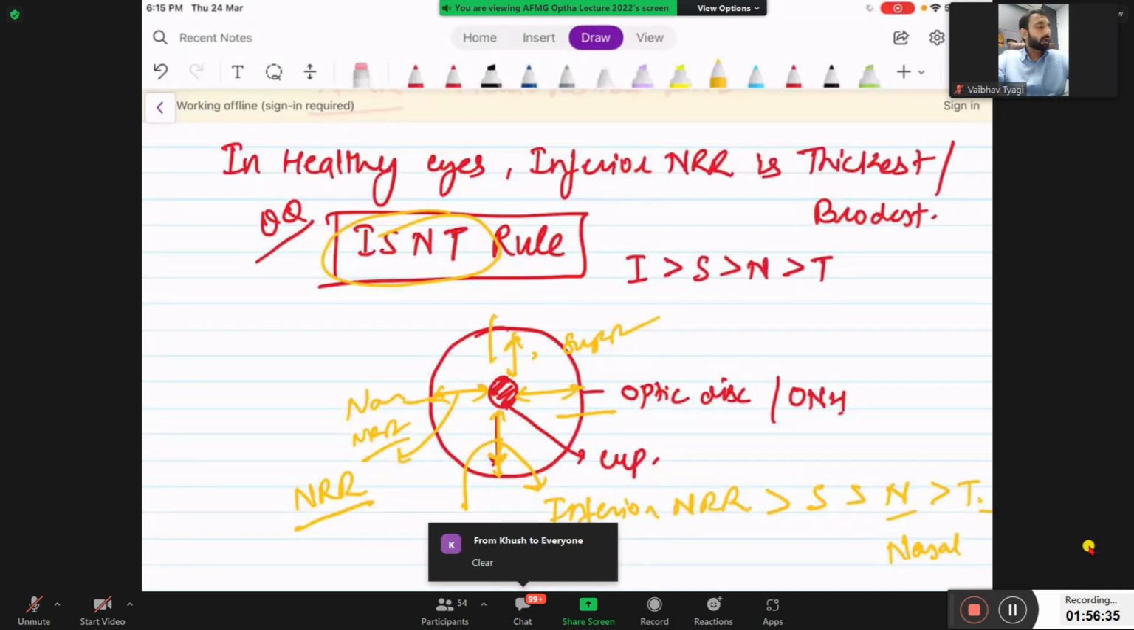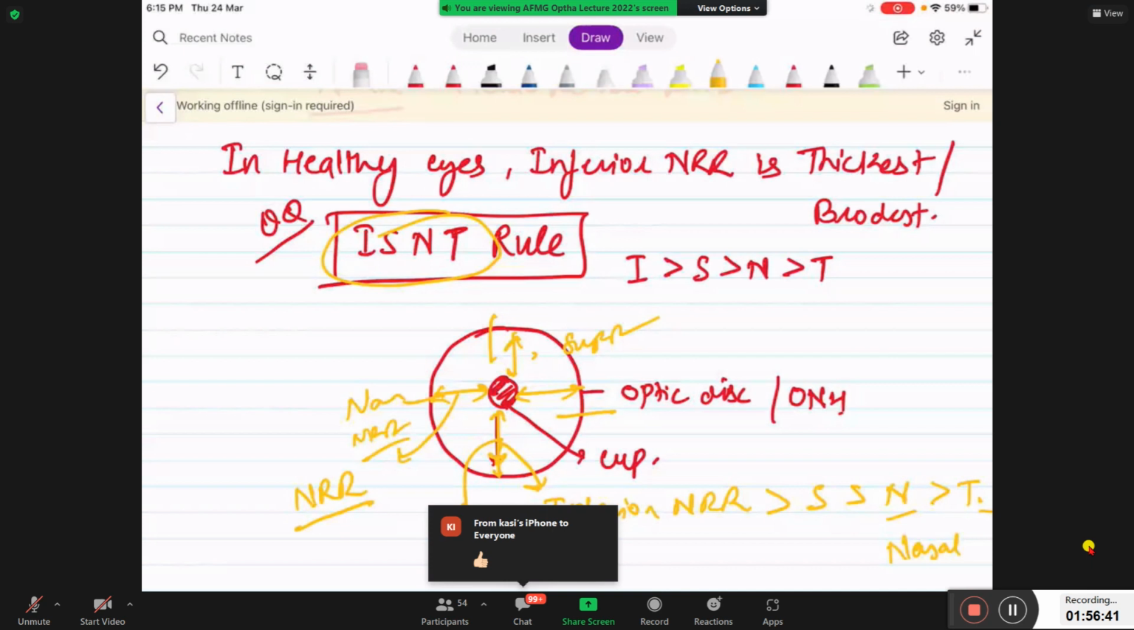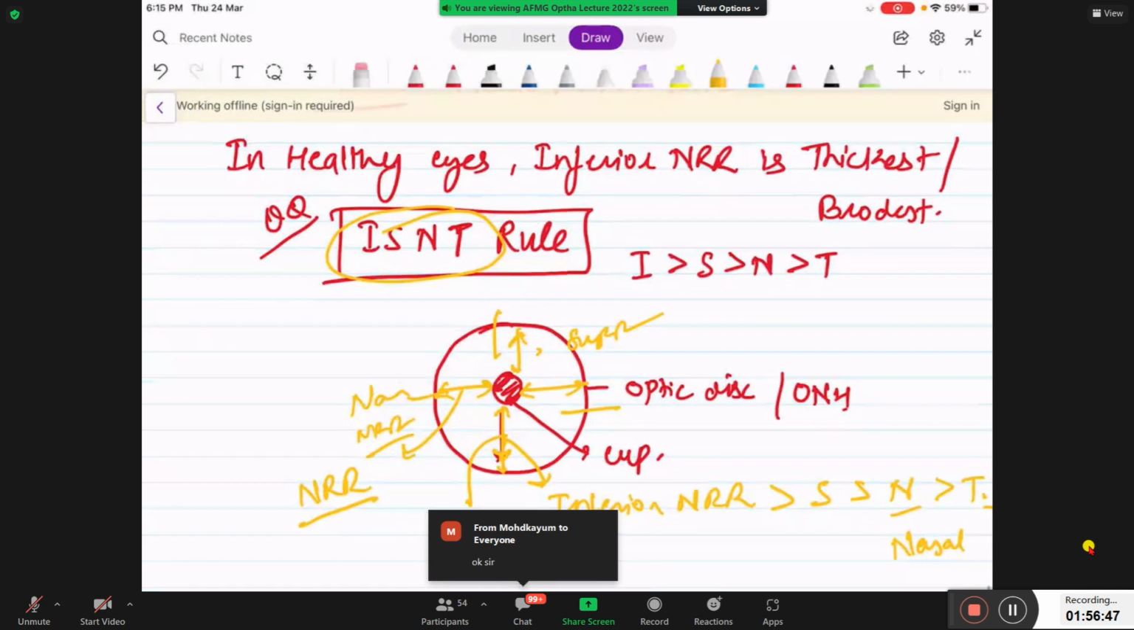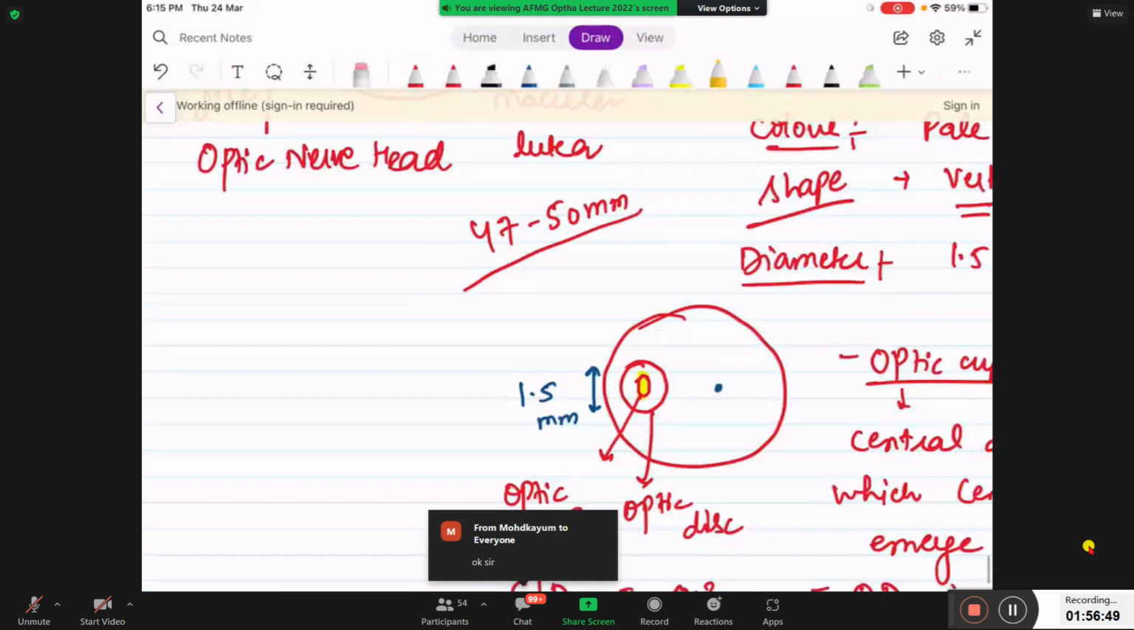Give me a thumbs up now if it is clear. Good. So the ISNT rule is followed in healthy eyes, right? Now we have seen the picture.